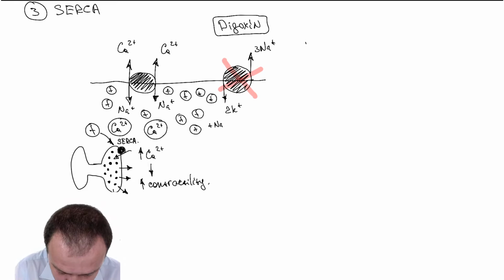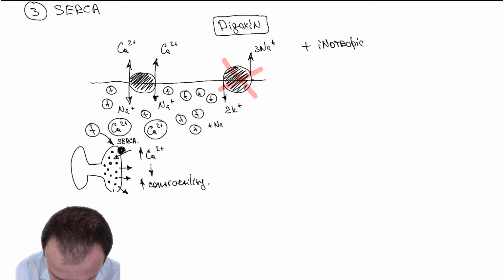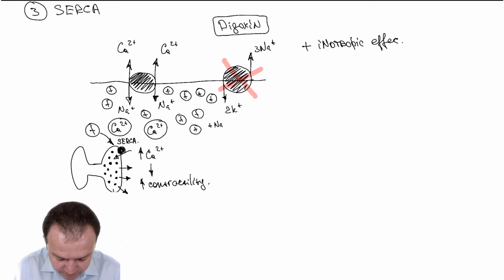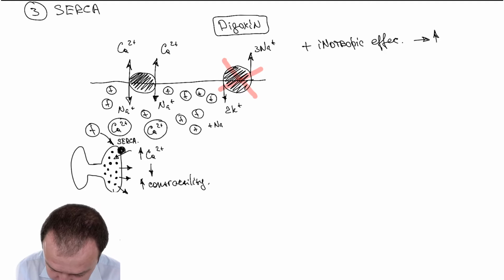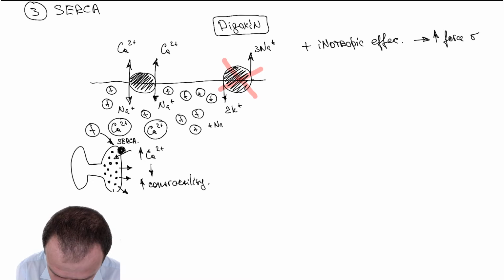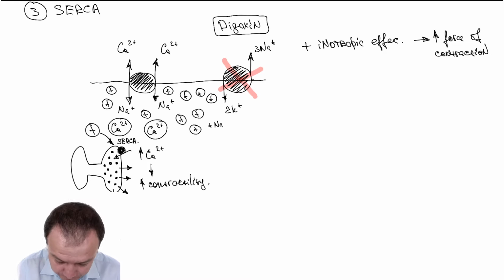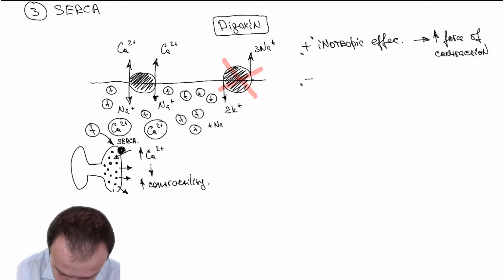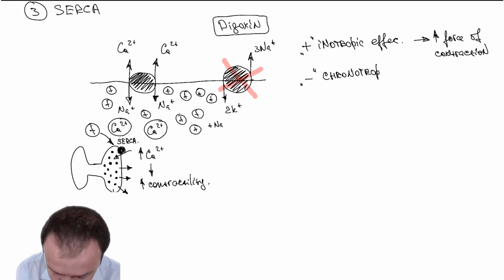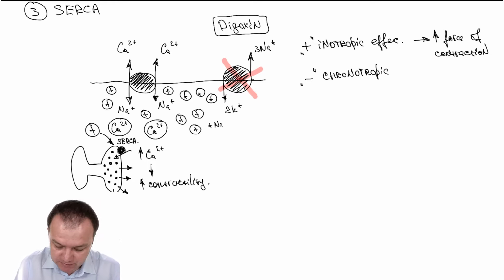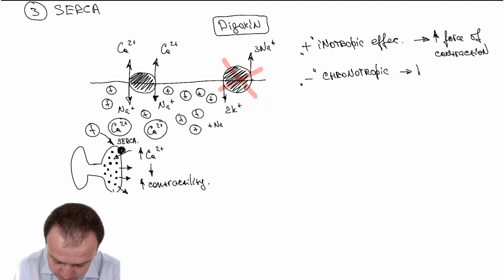Digoxin produces positive inotropic effect. Why positive inotropic effect? Because digoxin increases contractility, it increases force of contraction. Yeah, force of contraction. Second one, digoxin produces negative chronotropic effect. Why digoxin produces negative chronotropic effect? Why digoxin decreases heart rate?